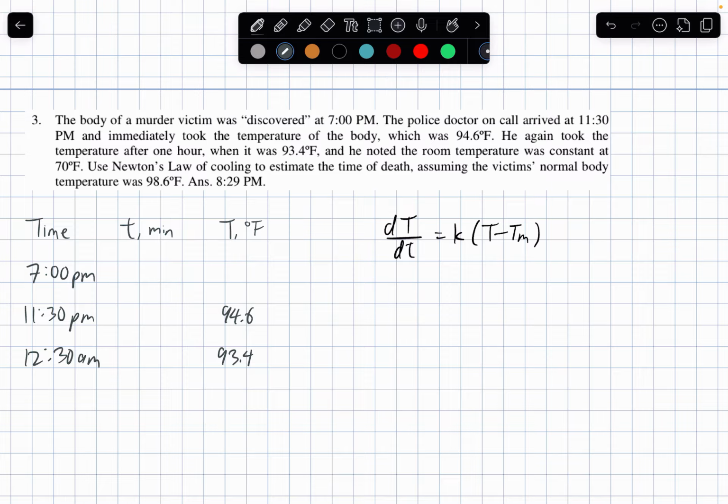And he noted the room temperature was constant at 70. Okay, so Tm is equal to 70. Use Newton's law of cooling to estimate the time of death, assuming the victim's normal body temperature was 98.6.